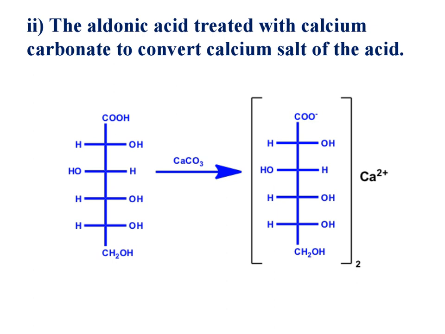In the second step, it is a salt formation reaction. The gluconic acid formed in the first step reacts with the base calcium carbonate, which converts it into the calcium salt of gluconic acid. So it is an acid-base reaction: aldonic acid reacting with calcium carbonate is converted into the calcium salt of gluconic acid. After forming the calcium salt of gluconic acid, we go for an oxidation reaction in the next step.